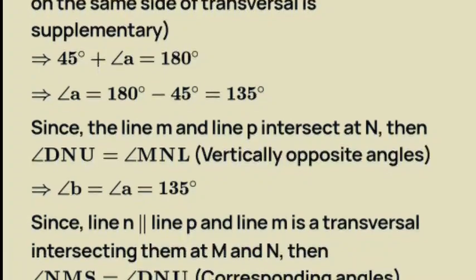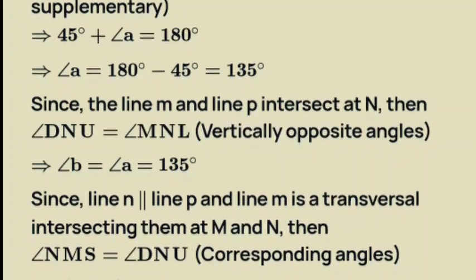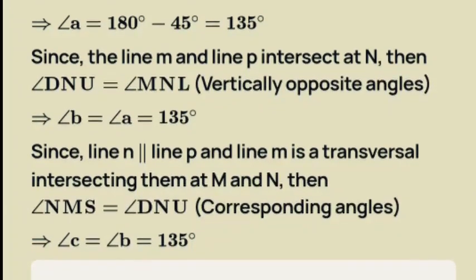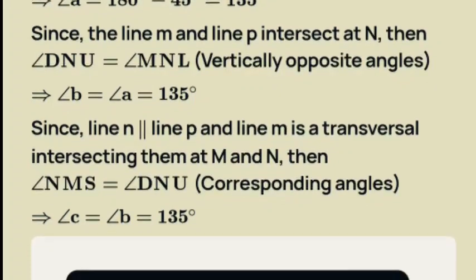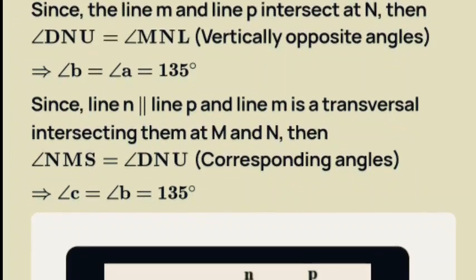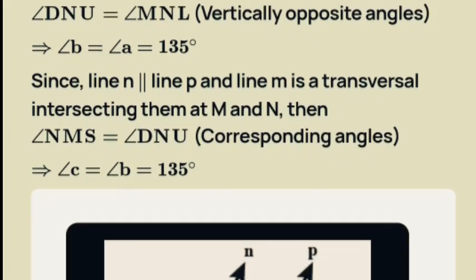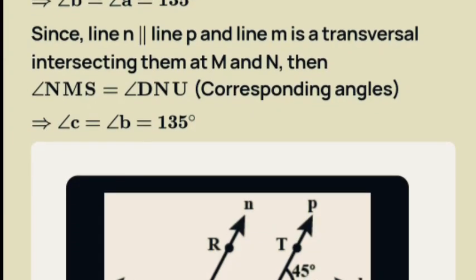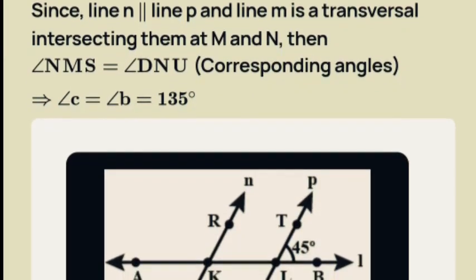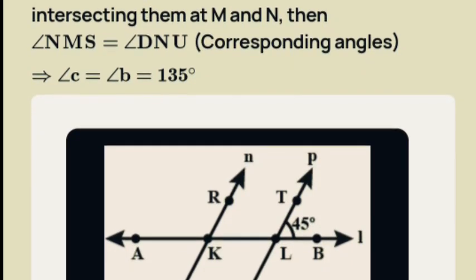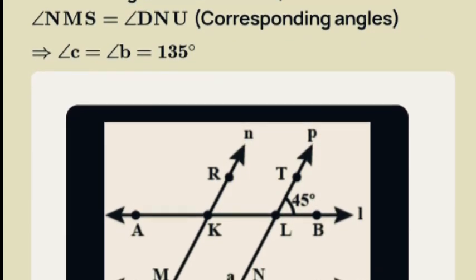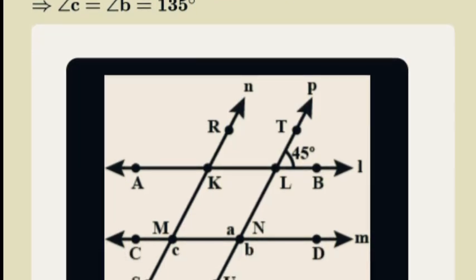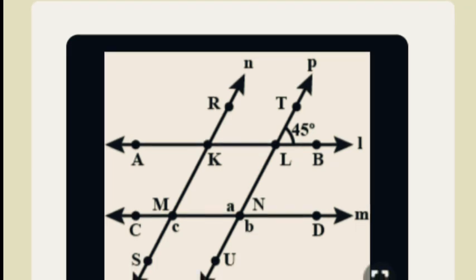Now since the line M and line P intersect at N, then angle DNU is equal to angle MNL. So angle B is equal to angle A, which is equal to 135 degree. Since line N is parallel to line P and M is transversal, hence angle NMS is equal to angle DNU, which are corresponding angles. So angle C becomes equal to angle B, which is equal to 135 degree. Friends, you can also draw this figure for solving the question easily.